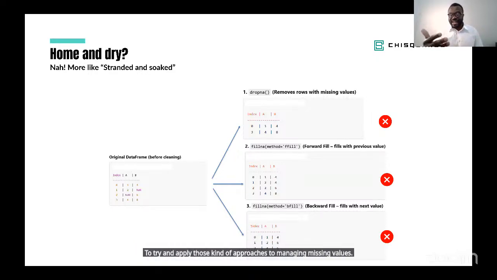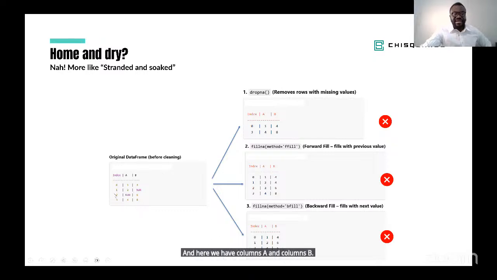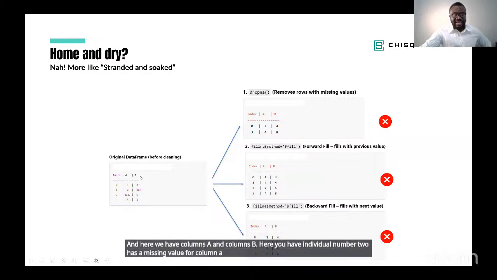So most of the algorithms, this is what they do. They either drop NA or they fill the values. They fill the values either with forward fill. Forward fill means that you take the response and, so let's look at an example. So we have a mini data set here. This is the index, and here we have columns A and B. Individual number 2 has a missing value for column A, right? Individual number 1 has a missing value for column B.